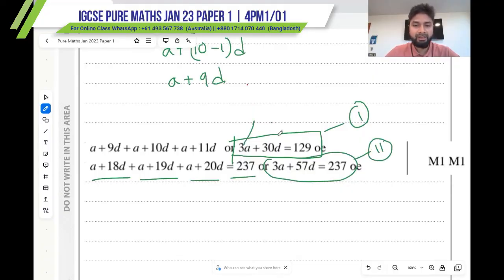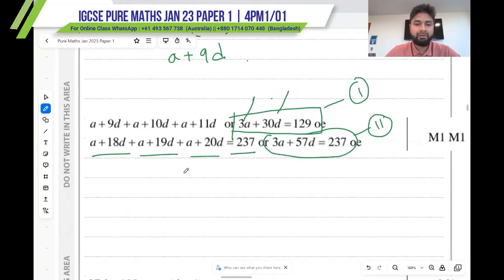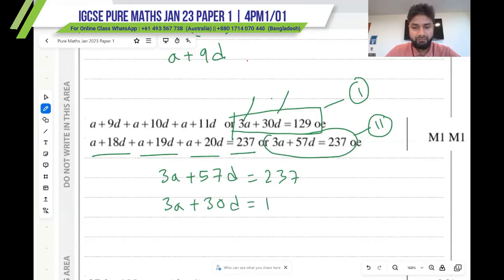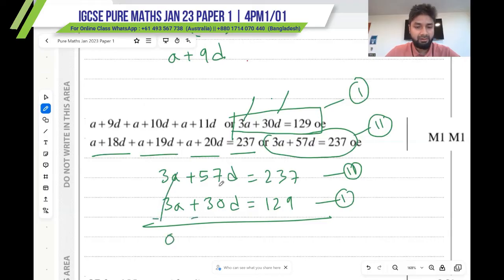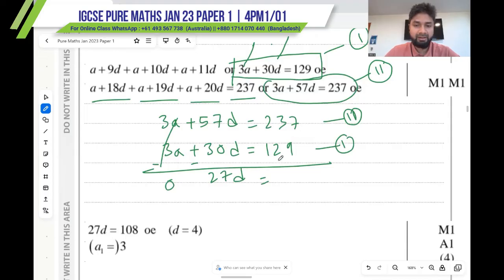As we have two unknowns here, a and d, to find the value of a, we have to use simultaneous equations. So from here we can use our second equation. We can write the second equation first because the values are greater over here, and then we can write our first equation. So that's equation 2 and that's equation 1. When we subtract, 3a minus 3a, 57d minus 30d, we get 27d, and then equals 237 minus 129, which is 108.